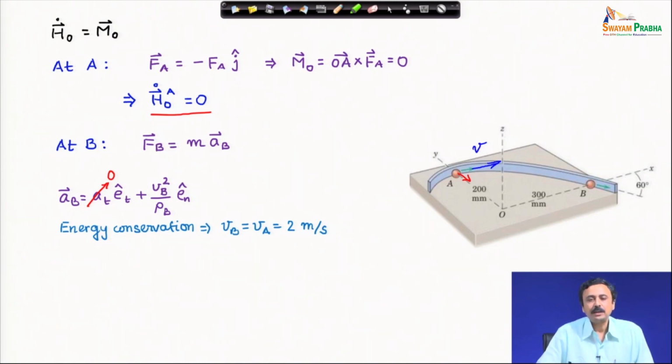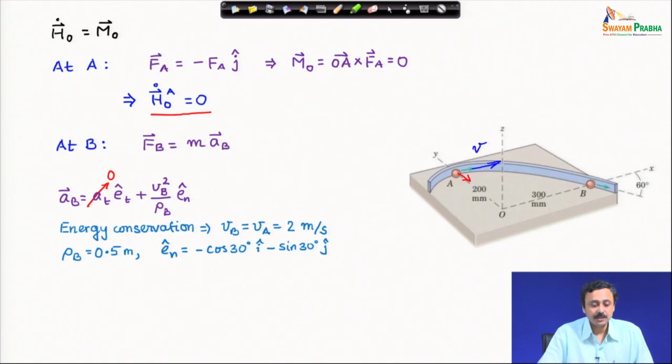Therefore, we have only the acceleration along the normal, which is v at B square by radius of curvature of the path. Now, by energy conservation, there is no friction, etc. So, energy is conserved. Therefore, the speed at B is equal to the speed at A, which is 2 meter per second. Therefore, I can calculate the acceleration at B. Acceleration at B is equal to V B square by rho B in the direction of e n cap.